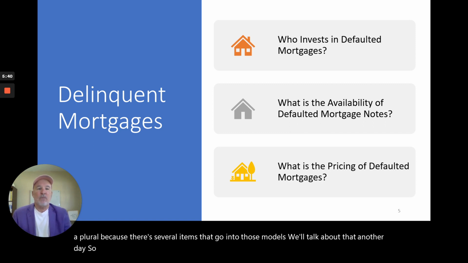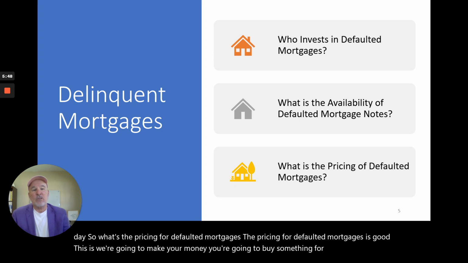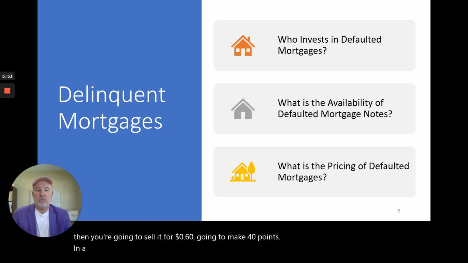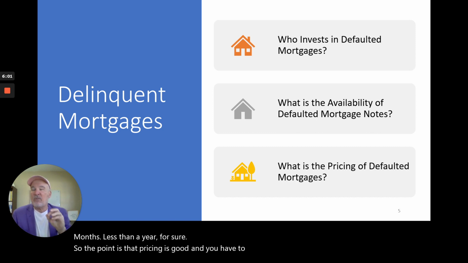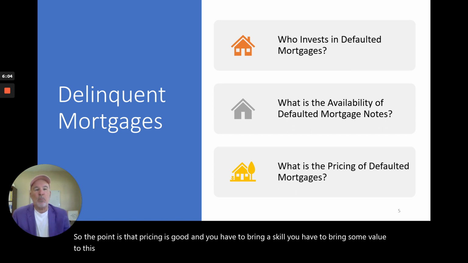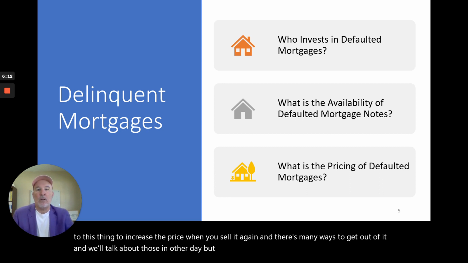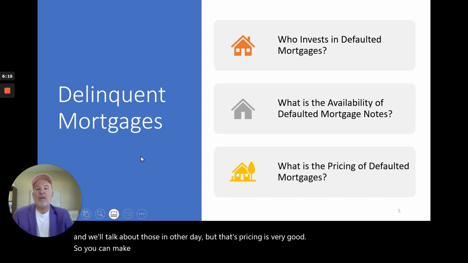So what's the pricing for defaulted mortgages? The pricing for defaulted mortgages is good. This is where you're going to make your money. You're going to buy something for 20 cents and then you're going to sell it for 60 cents. You're going to make 40 points in a matter of months, less than a year for sure. So the point is that pricing is good and you have to bring a skill. You have to bring some value to this thing to increase the price when you sell it again. And there's many ways to get out of it, and we'll talk about those another day, but pricing is very good. So you can make some money by buying for 15 cents and selling for 65 cents.